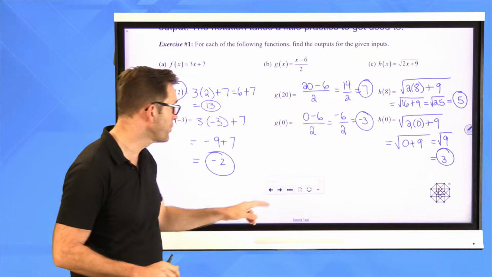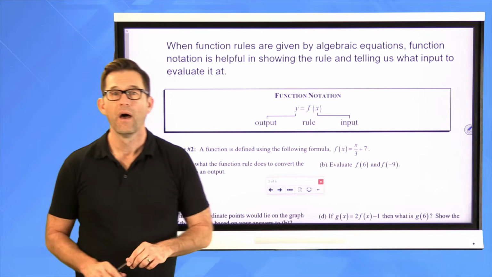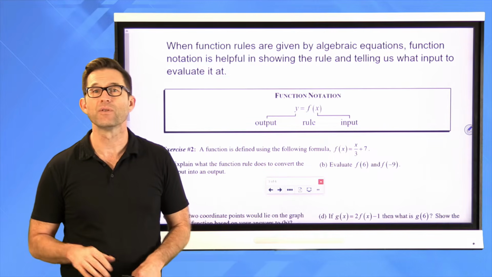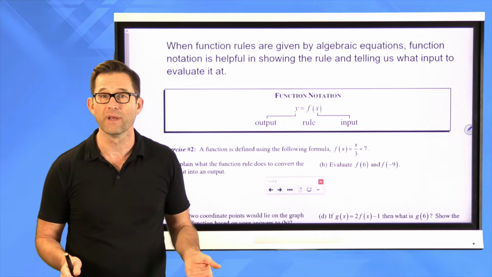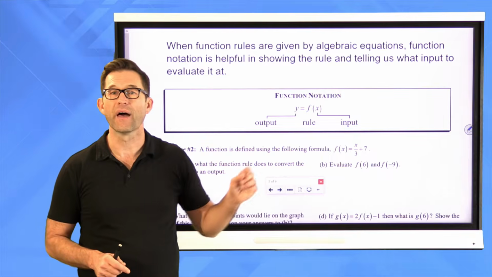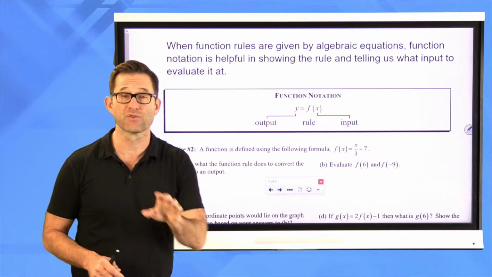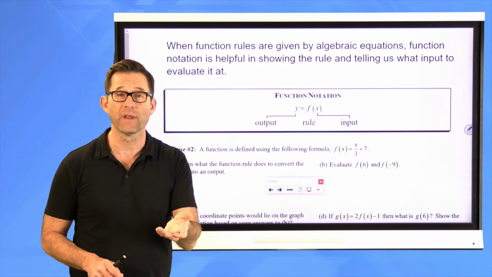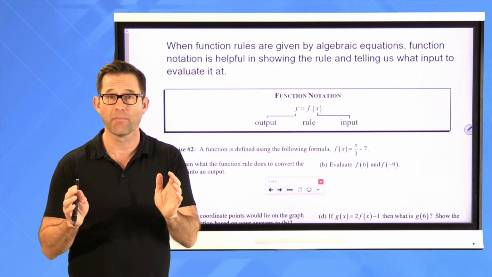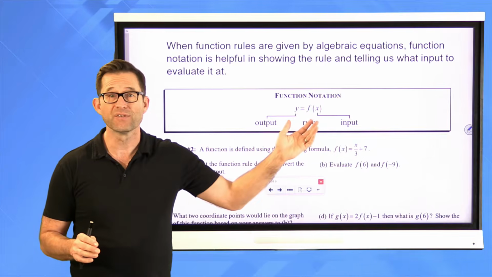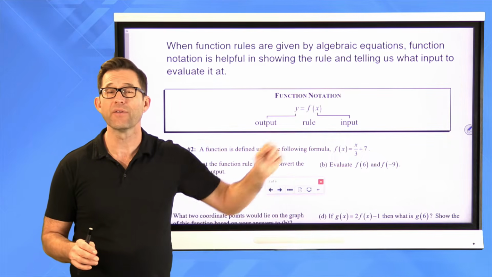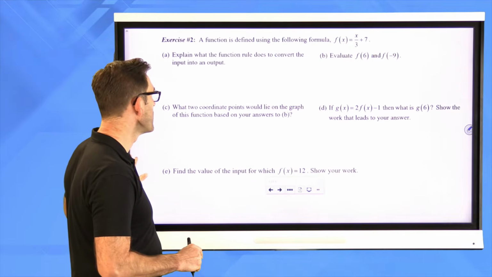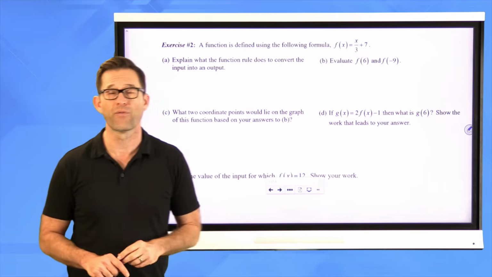All right, let's keep working with function notation. When functions and rules are given by algebraic equations, function notation is helpful in showing the rule and telling us what the input is, right? You'll often see things like y equals f of x, because remember, the output to a function is always the y coordinate in an xy coordinate pair, okay? But then there's the rule, and whatever is sitting inside of those parentheses is the input.